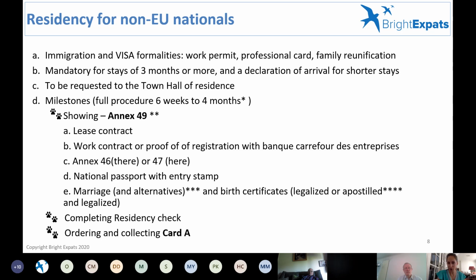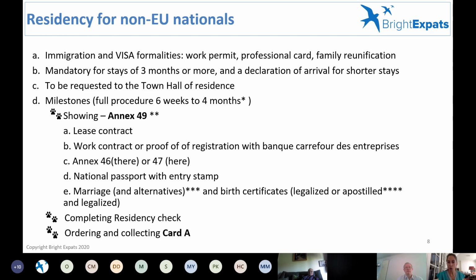You will need to show first your lease contract and your Annex 46 and 47. These are new documents that are requested since the introduction of the single permit in January 2019. The Annex 46 is a letter from the immigration office that you would receive in your country of origin, certifying that you are granted the authorization to stay and work in Belgium. The Annex 47 is the same document, but that is not sent in your country of origin. It will be sent in Belgium at the address that you will have given in your application form.